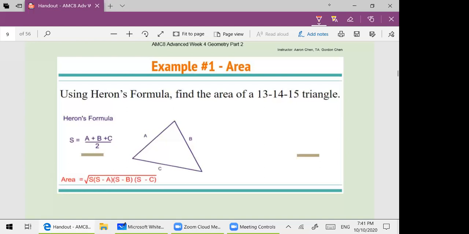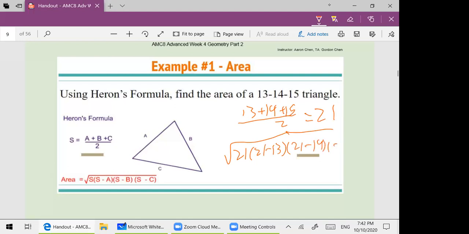Okay, so the semi-perimeter of this triangle is 13 plus 14 plus 15 over 2, which is 21. So the area is square root of 21 times 21 minus 13 times 21 minus 14 times 21 minus 15 equals square root of 21 times 8 times 7 times 6, which is 84.